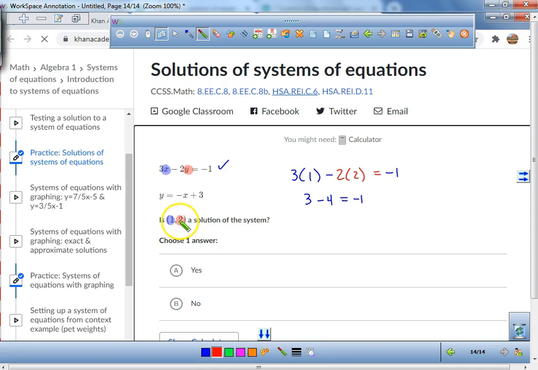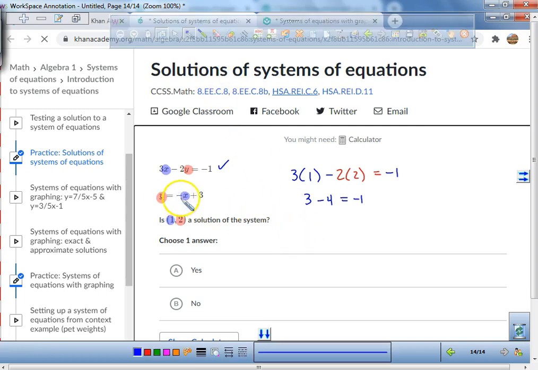I'm going to take a 2 and plug it in there. And I'm going to take a 1 and plug it in there. And then I'm going to see if it works. So instead of y equals negative x plus 3, I'm going to put 2 equals negative, open parentheses, plus 3. And what number am I plugging in? I'm plugging in a 1.